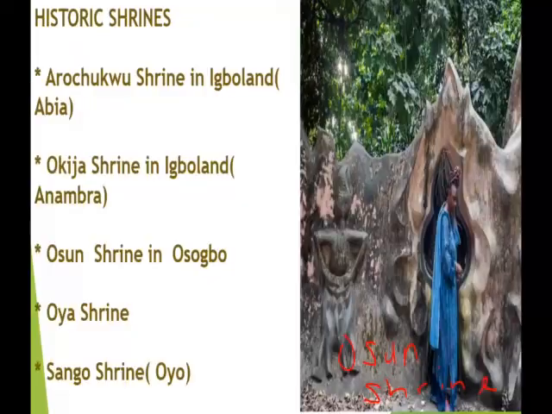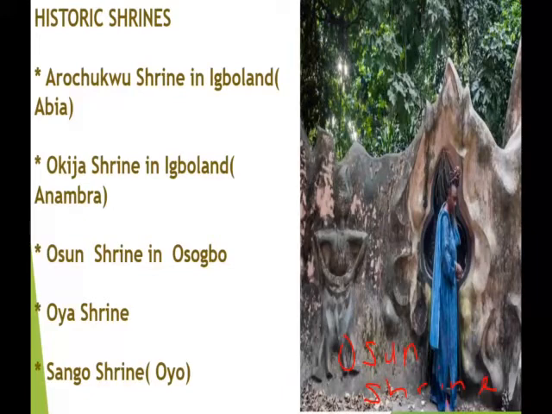Also, talking about historical shrines, we have the Arashuku Shrine in Igbo Land. This is found in Abia State. The Koja Shrine in Igbo Land, found in Anambra State. Oshun Shrine, as you can see in the picture. The Oya Shrine, found in Kwara State. And the Sango Shrine in Oyo State.